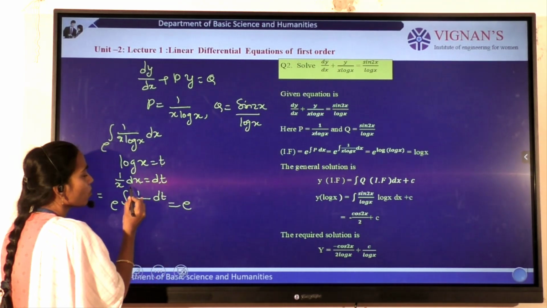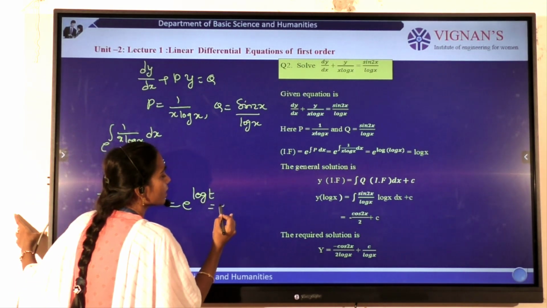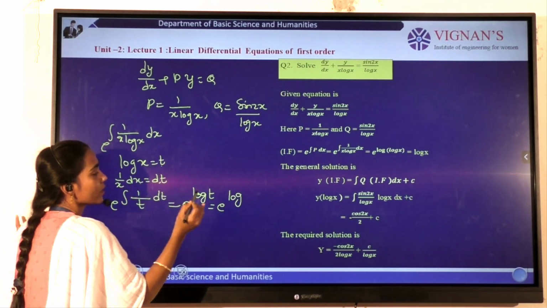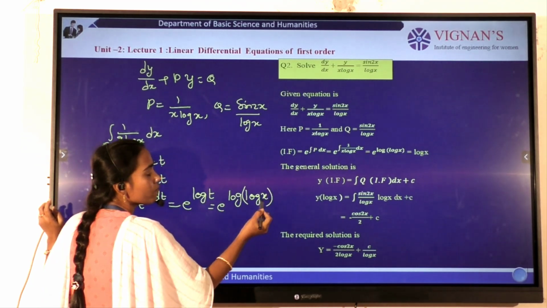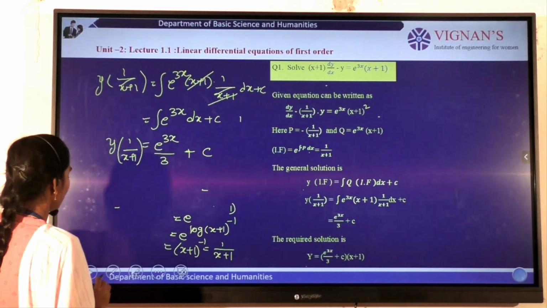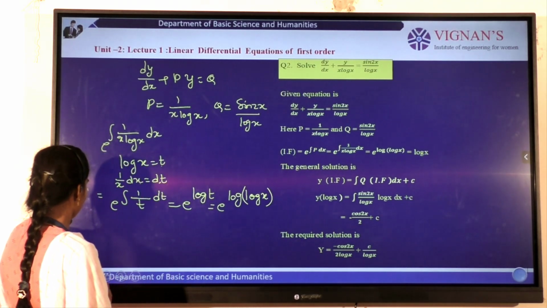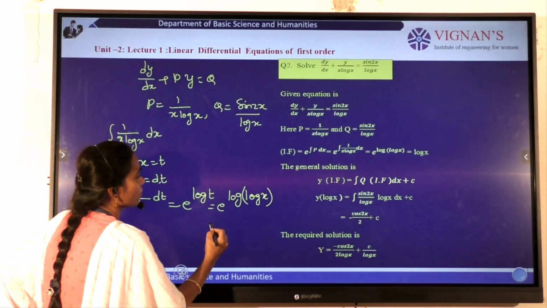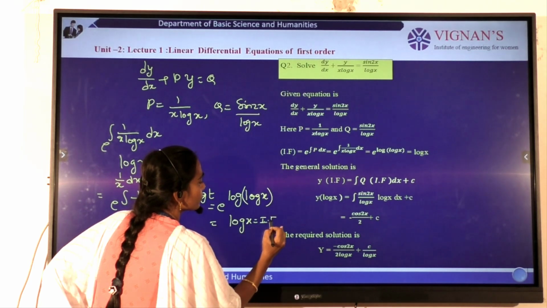So, e power, what is integral 1 by t? Log t. So that is nothing but e power log t. What is the value of t? We assumed it as log x. So t is equal to log x. So e power log of log x. When e and log cancel, we have log x, which is nothing but our integrating factor.